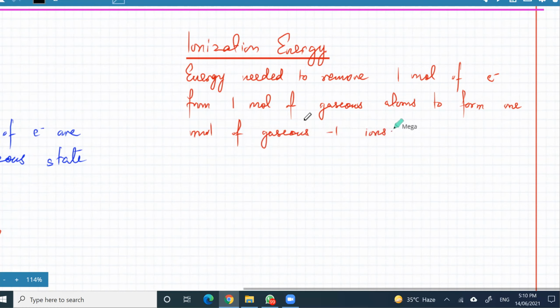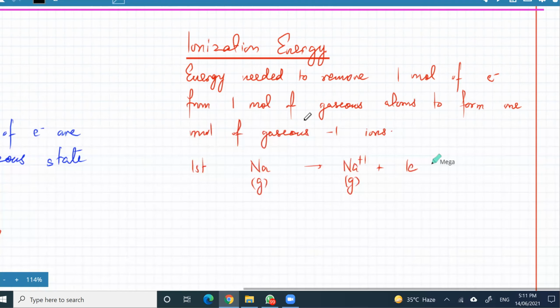So here's what ionization energy is. This is the first ionization energy. It's sodium losing an electron to form sodium that's plus one. Okay, is this clear? Yeah.